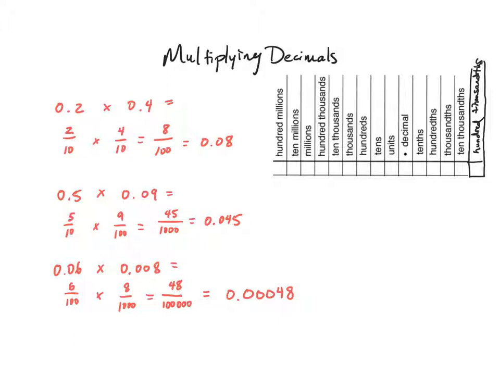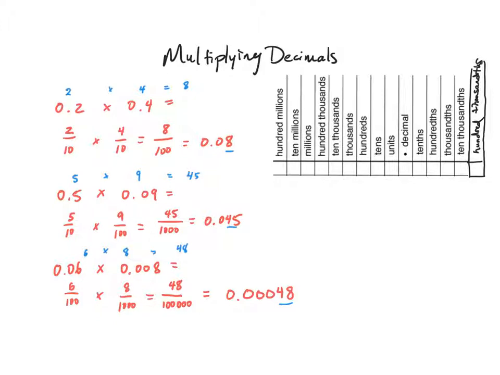The first thing that I want you to notice is that if I were to pull out all of the zeros and the decimals from every one of my problems and just think of these as 2 times 4, I get 8, which is seen in my answer. If I think of this as 5 times 9, which is 45, again it's in my answer. And 6 times 8 is 48, which is again in my answer.